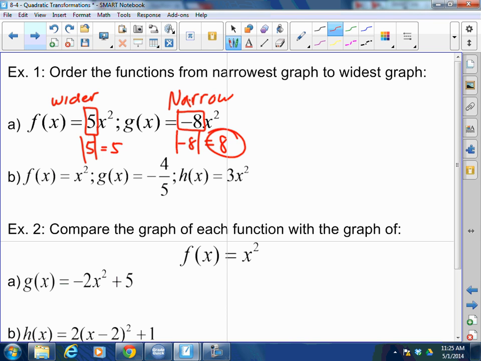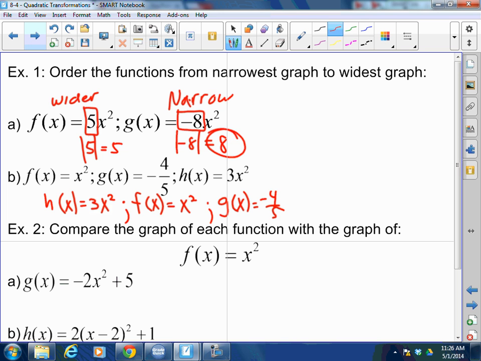Now, how about for B? I want you to label this from narrowest to widest. So of these three, which is the most narrow? H of x equals 3x squared because it has the largest a. Who's the next most narrow? F of x equals x squared because the a is a 1. And the last, this is going to be g of x equals negative 4/5. The larger the a, the more narrow. If the a is a fraction or a decimal, it will become wider. Does that make sense?